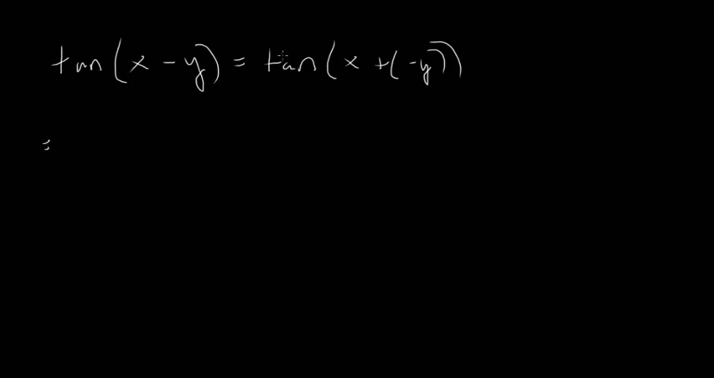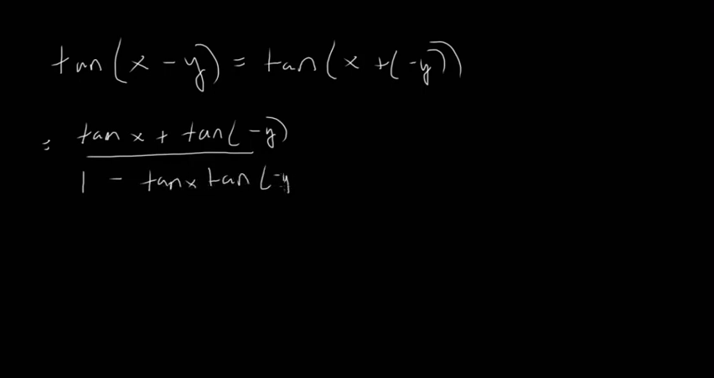So we get tan x minus y, tan x plus negative y, and we have a formula for the sum, tangent x plus tangent second angle, negative y here, all over 1 minus tan x tan negative y. Boom. All right, cool. All right, and let's clean this thing up. We got tangent negative y, tangent negative y. That's just equal to negative tan y.